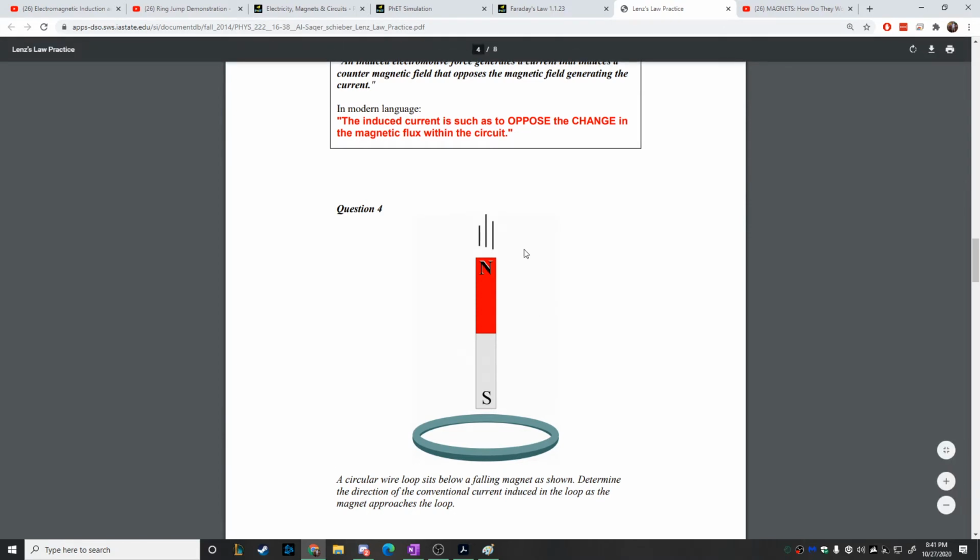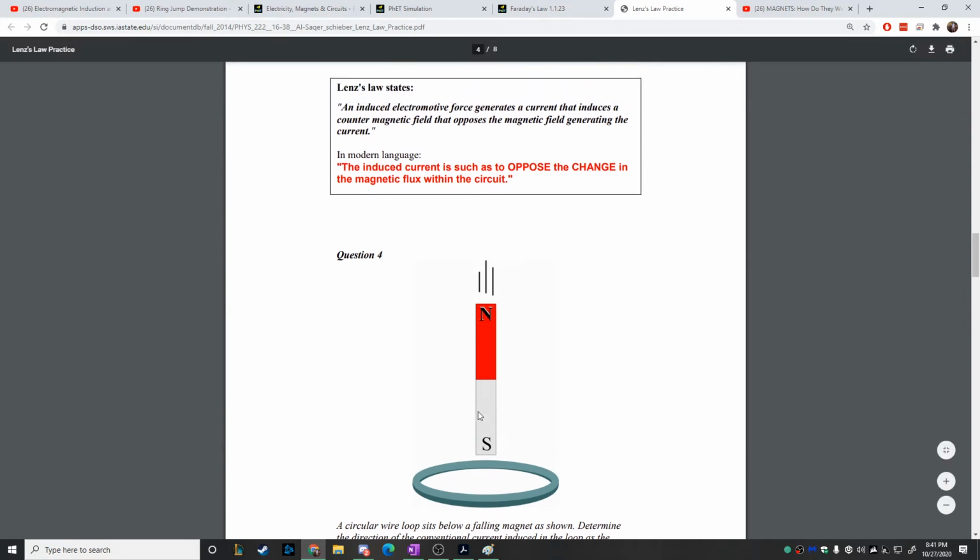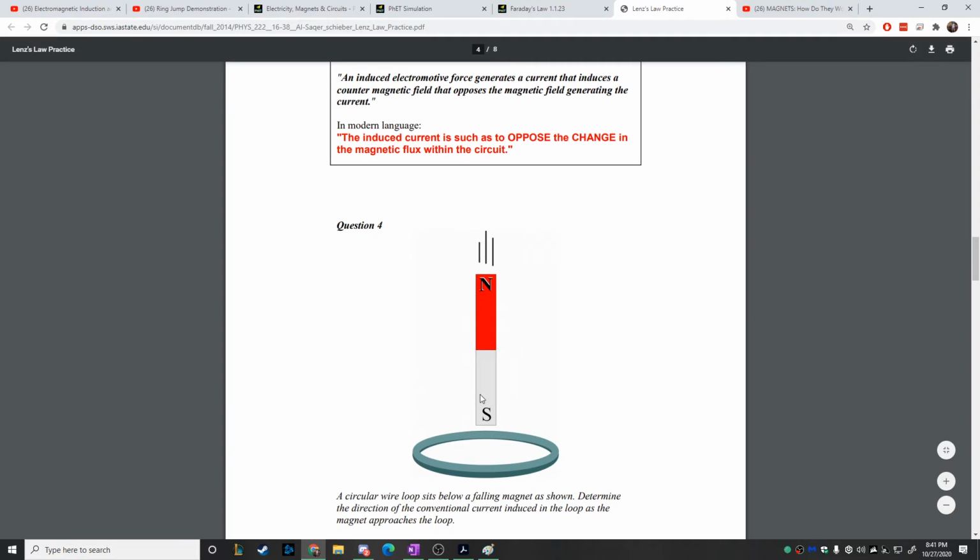How about this one? This one actually has a magnet. Drop a magnet south side down. What's the direction of the induced current in the loop going to be as it goes from here to here? One thing I should say about this is you can consider the magnetic field of the magnet to basically point straight up.